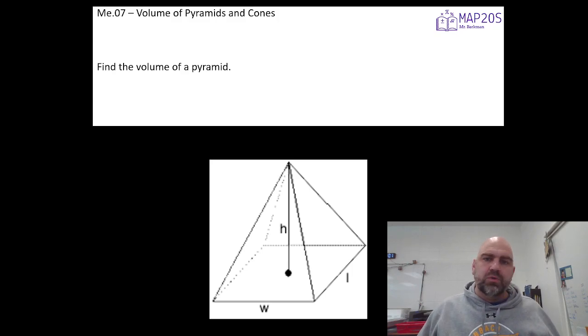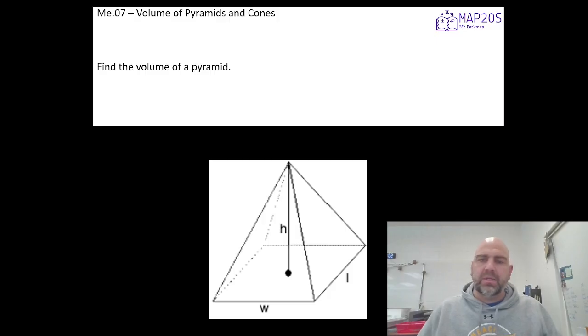Okay, welcome to this lesson. We're going to be taking a look at lesson number 1 on volume of pyramids and cones. Specifically, we're going to take a look at the volume of a pyramid. I'm going to do a comparison of how we can use prisms and pyramids as a comparison, and I have a little video that we're going to go through.